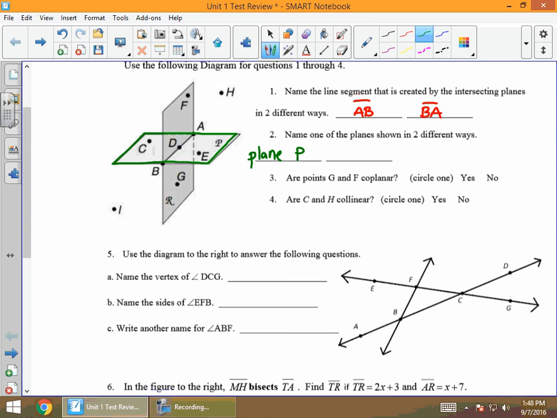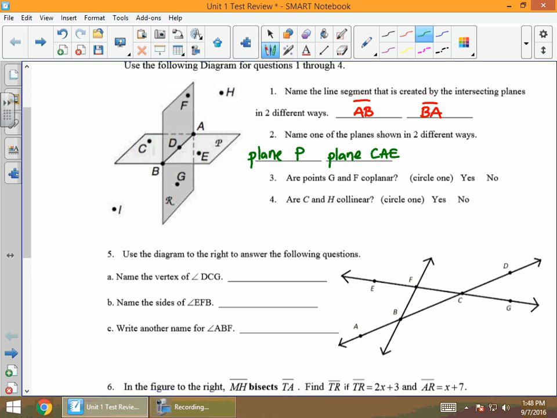The other way I can name this is any three non-collinear points. I mean, they cannot be in the same straight line. So plane, and I need three of them. I'll go C, A, and E. So plane CAE. Remember that they just have to make sure that they are not all in the same straight line.